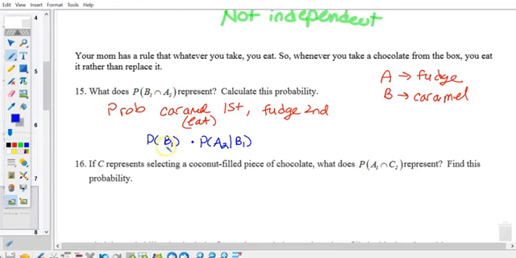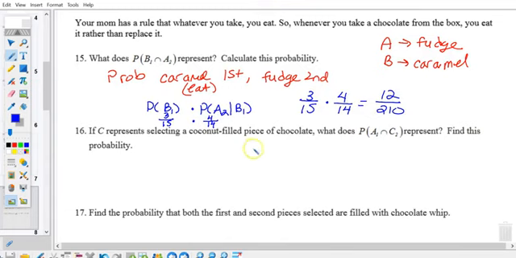There are 3 out of 15 caramels in the box. There are 4 fudge, but only 14 left. Make this bigger. So that gives us 12 out of 210 as the probability.